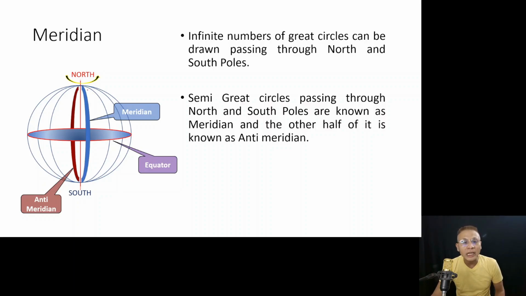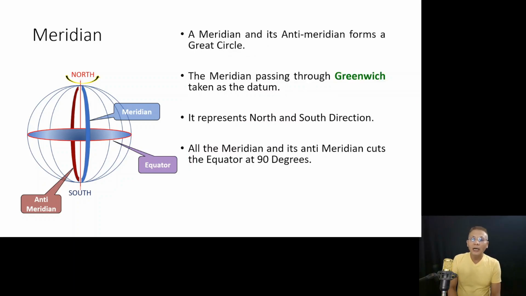The semi-great circles which pass through the north and the south pole are known as a meridian. Another half is known as the anti-meridian. In this particular diagram, the one in blue is a great circle. It is half of this great circle, the semi-great circle, which will be considered as a meridian, and the one opposite to that, drawn in red here, is known as the anti-meridian. A meridian and the anti-meridian thus form a great circle, as we have just seen.